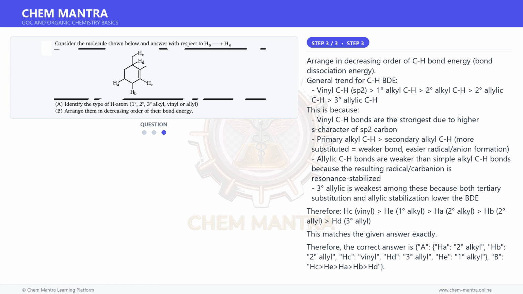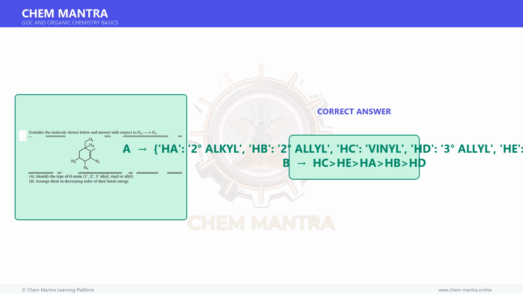HA, 2 degree alkyl; HB, 2 degree allyl; HC, vinyl; HD, 3 degree allyl; HE, 1 degree alkyl; B: HC, HE, HA, HB, HD. Therefore, the correct matching is A matches HA, 2 degree alkyl, HB, 2 degree allyl, HC, vinyl, HD, 3 degree allyl, HE, 1 degree alkyl. B matches HC, HE, HA, HB, HD.